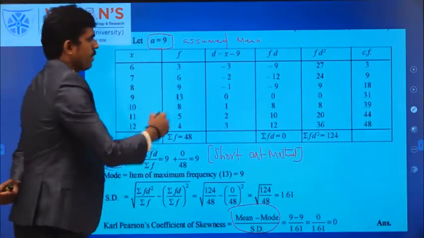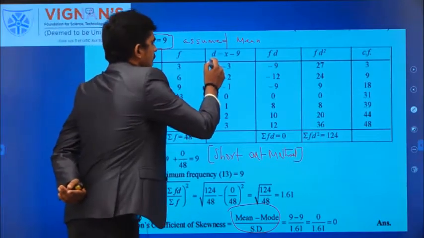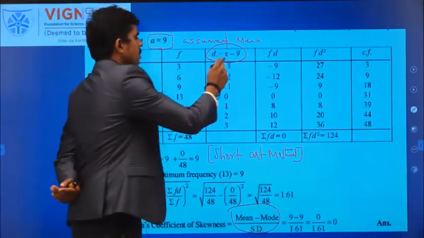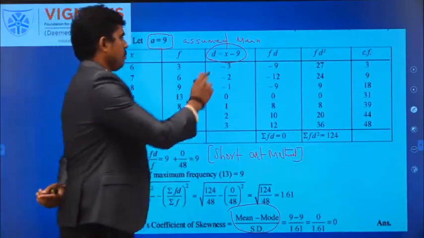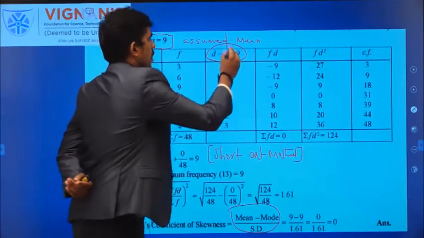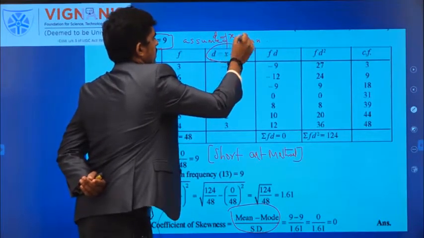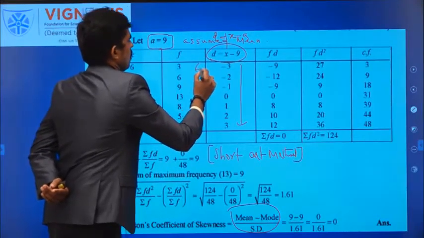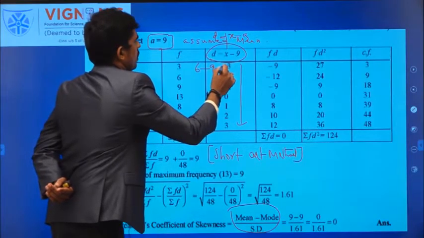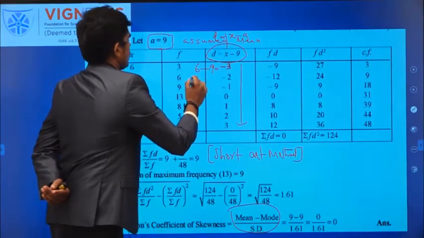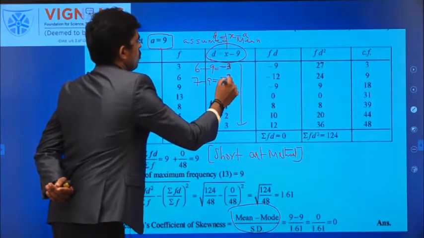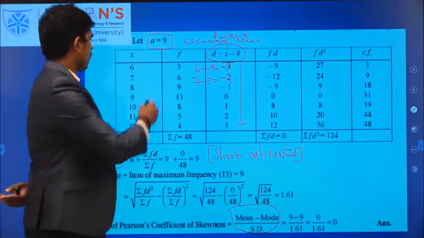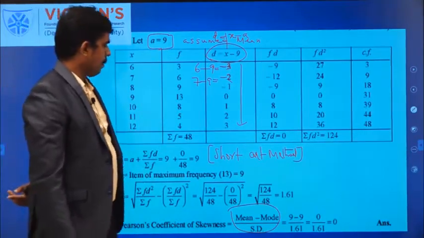Then you write all the frequencies. Then you use the assumed mean to find the deviation from each and every value. What is the deviation from that assumed mean? X minus 9. Normally the formula is x minus a. So you find all the values, which means here x is 6 minus assumed mean 9, so you will get minus 3. Then here 7 minus 9, you will get minus 2. This way you calculate all the values, all d for each and every x.